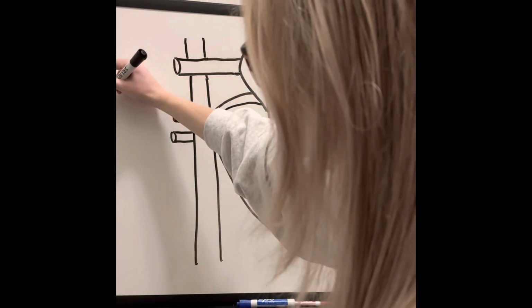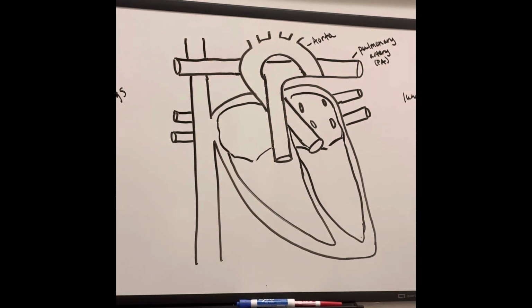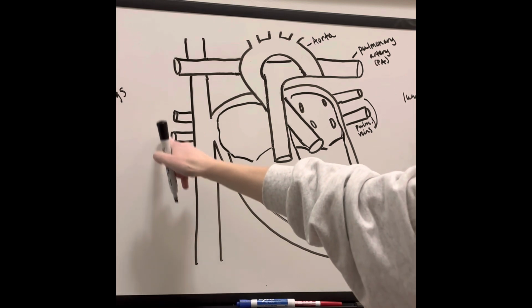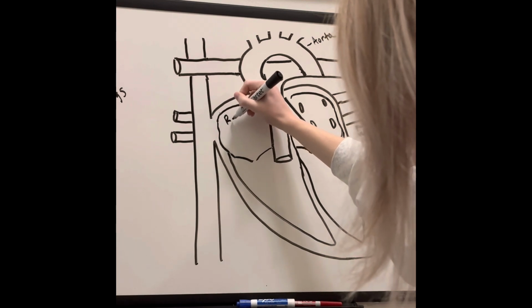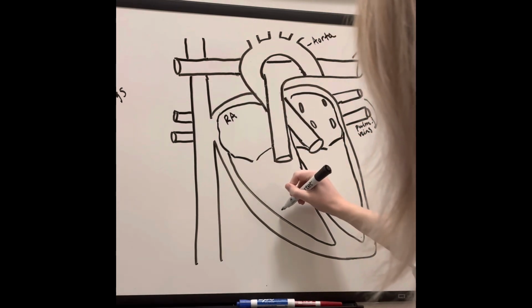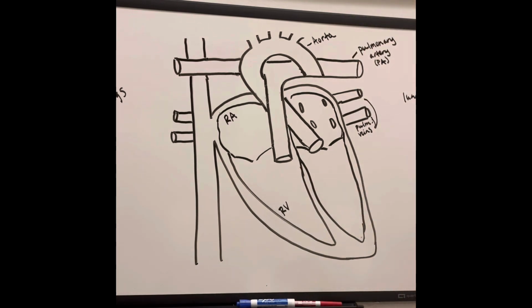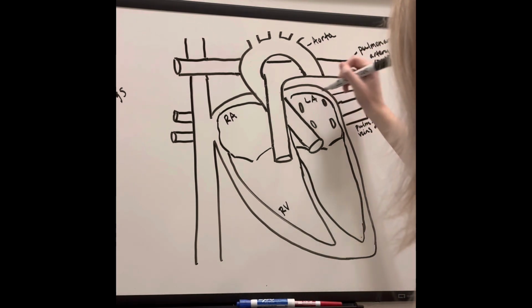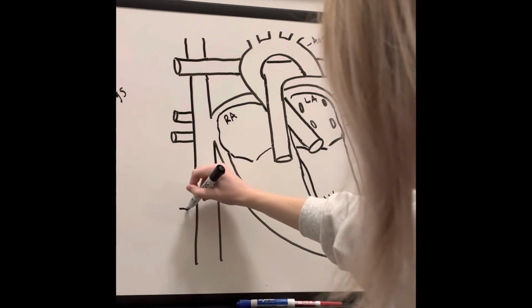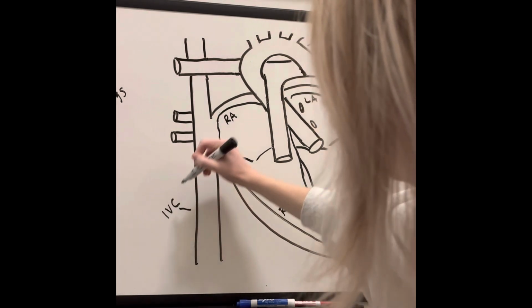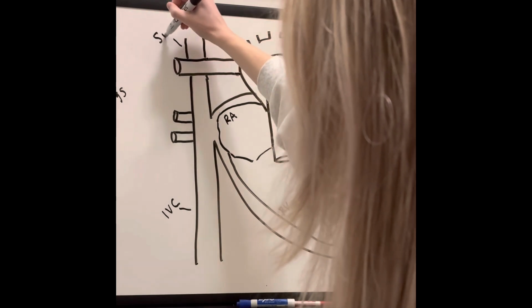Not pictured, but all the way over there. We have the pulmonary veins, here and here and over here. And then this is the right atrium and the right ventricle. Here's the left atrium and the left ventricle. And then this is the inferior vena cava and superior vena cava.